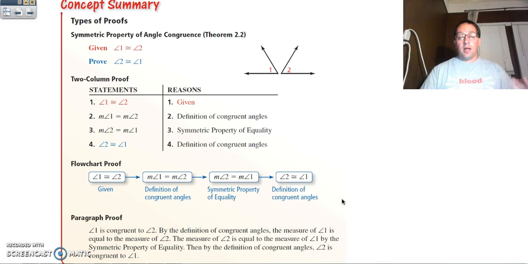Personal favorite, I like the flow proof. I think it's kind of cool. 2-column proof, that's nice. I understand them. They make sense to me because I've been doing them since high school. That's what I was taught. That's the only way I was taught in high school. And then we have the paragraph proof, which I really don't like, but it works. And so some people might like that if they're into literature and writing and don't like symbols.